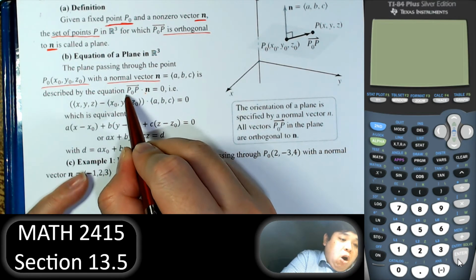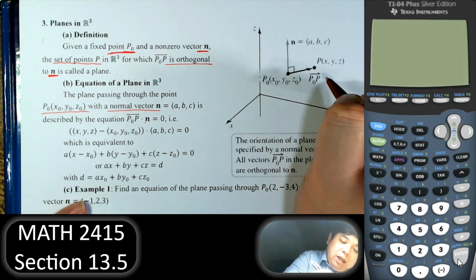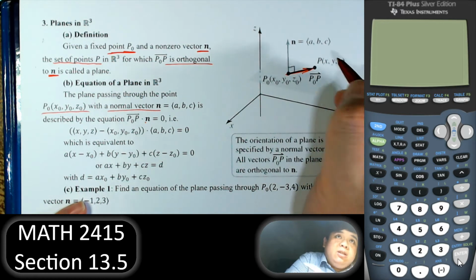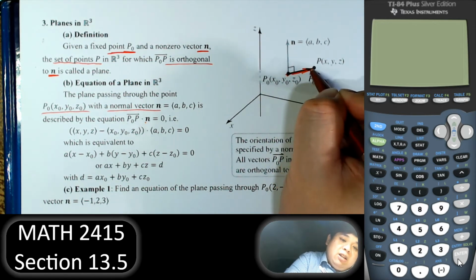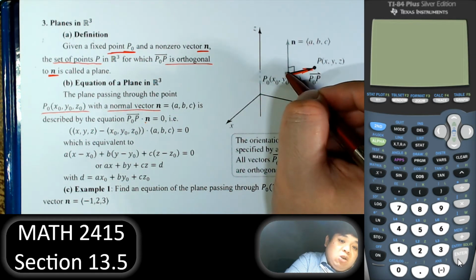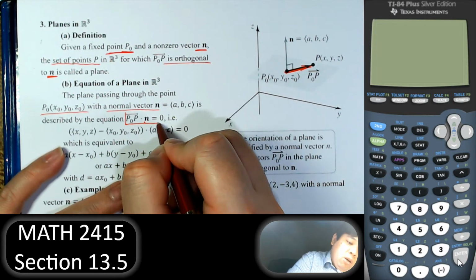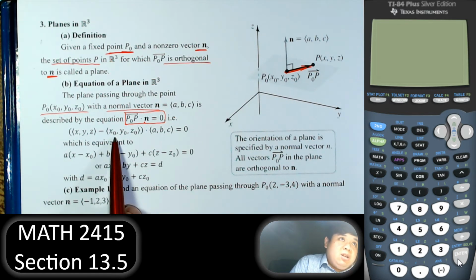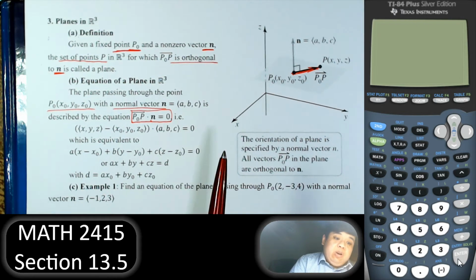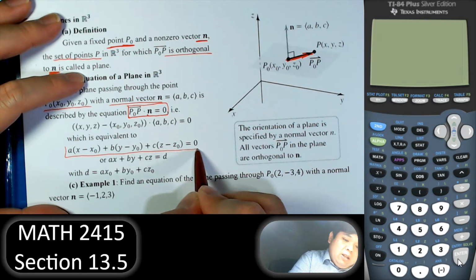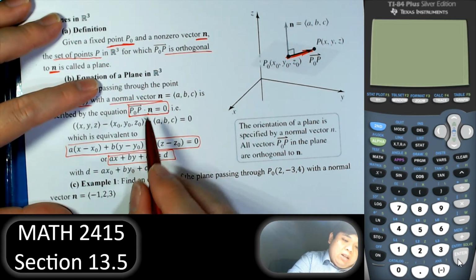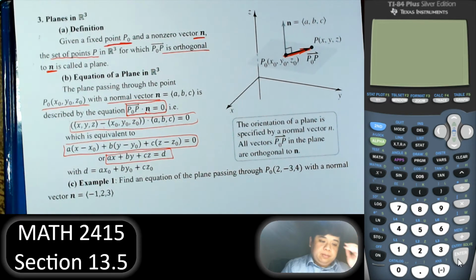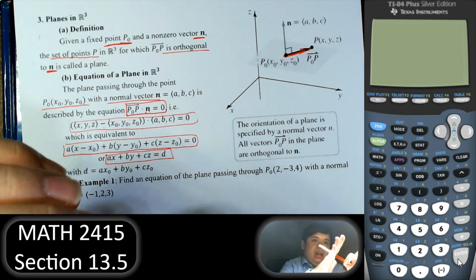Since this vector is orthogonal to every vector on the plane, we have one point P and any point P naught. Let's say we have this vector from a fixed point P naught to P. This vector is orthogonal to n. So n is orthogonal to any vector on the plane. Because it is orthogonal, the dot product is equal to 0. So P naught P is going to be P minus P naught, and the dot product with the normal vector is 0. We can write this in different forms, like this, or this, or that. A lot of different forms. But like I said, we need two things, a point and a normal vector. When you change the vector, you change the plane.